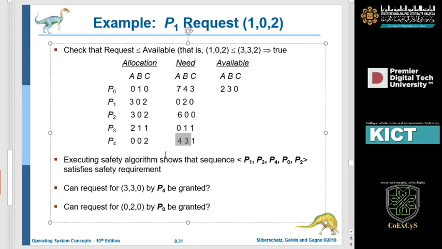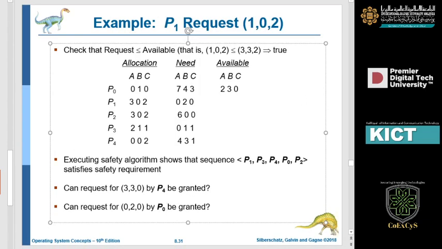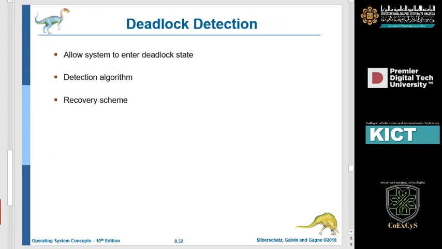But at the time T0, when P1 requests, you can see other processes basically cannot make any request and be granted use of the resources. Now, this is the banker's algorithm with the safety algorithm. It basically allows you to avoid deadlock altogether.